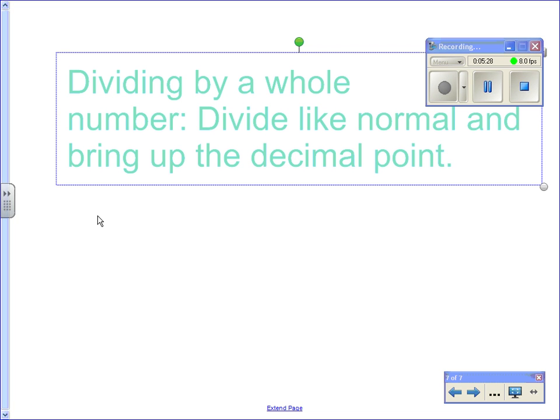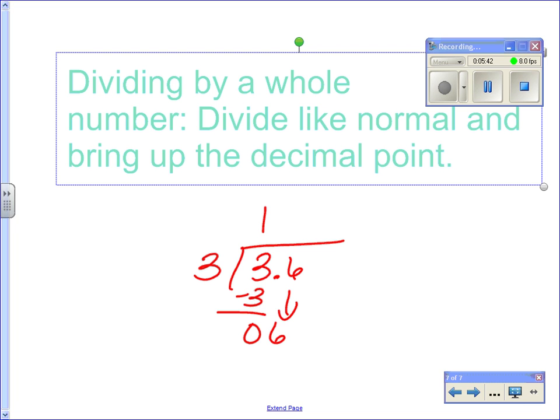So that would be a problem that looks like this. 3.6 divided by 3. 3 goes into 3 one time. Minus 3 is 0. I bring my 6 down. 3 goes into 6 two times. Minus 6 is 0. My decimal comes straight up. And I am done. Okay, that's really easy.